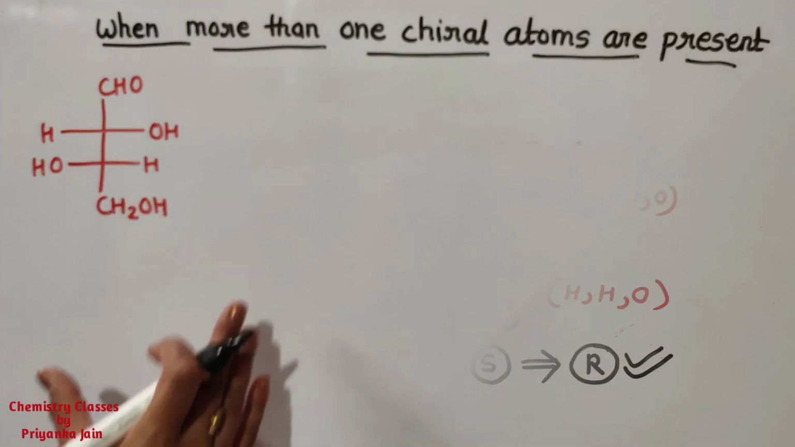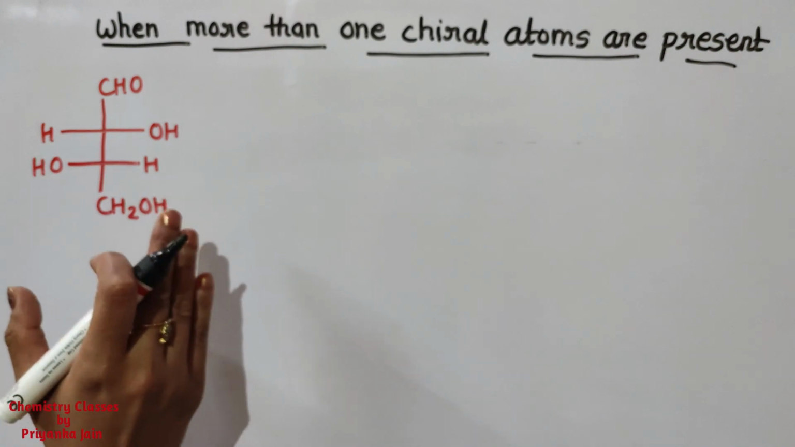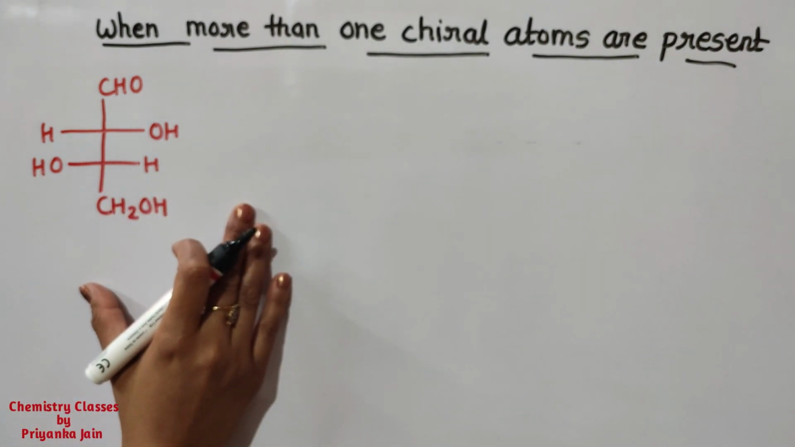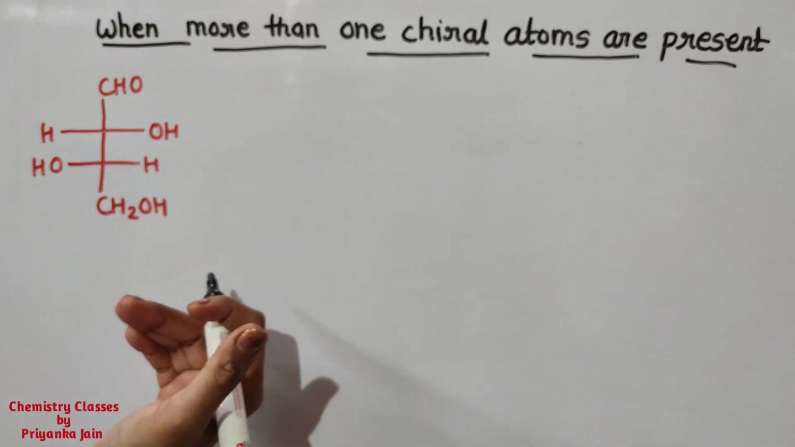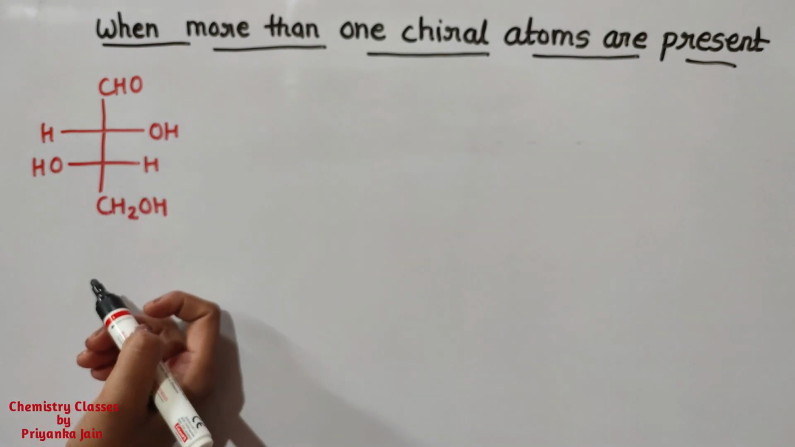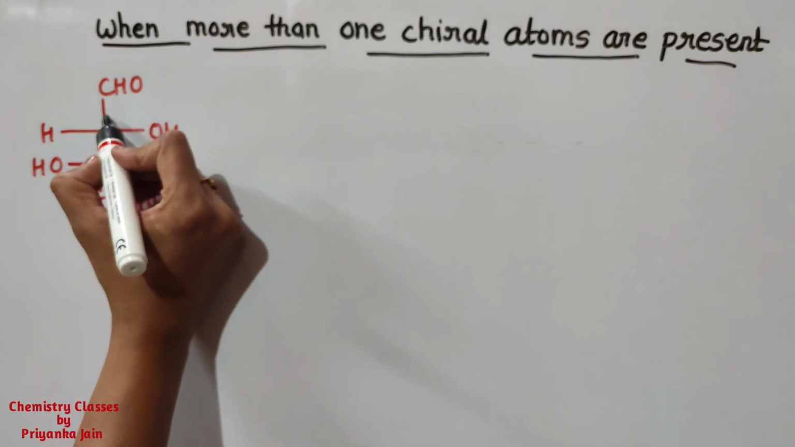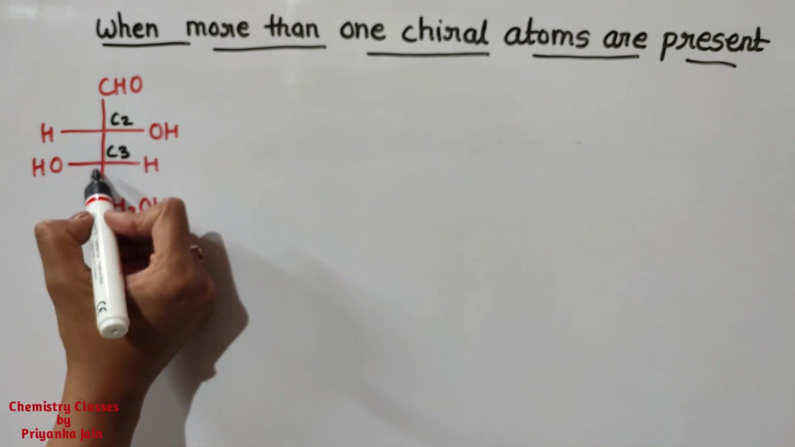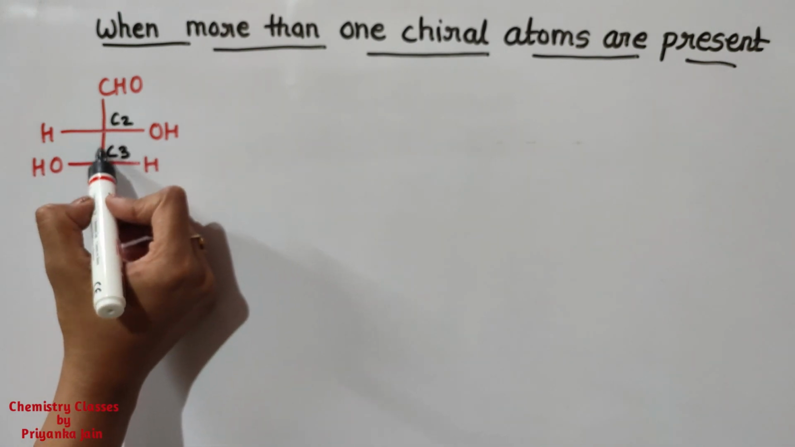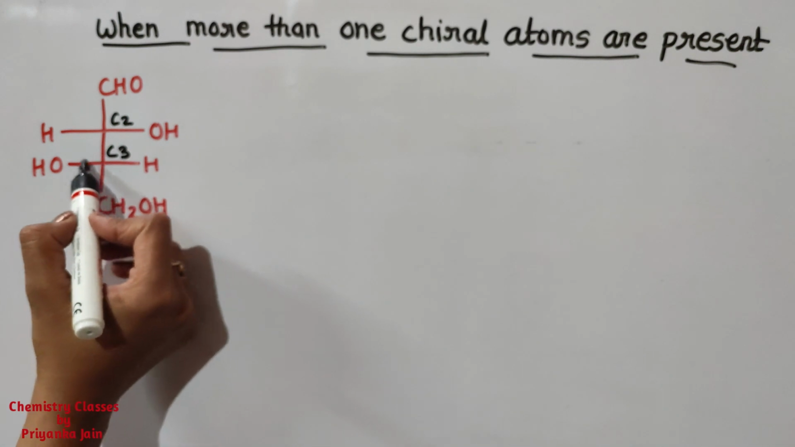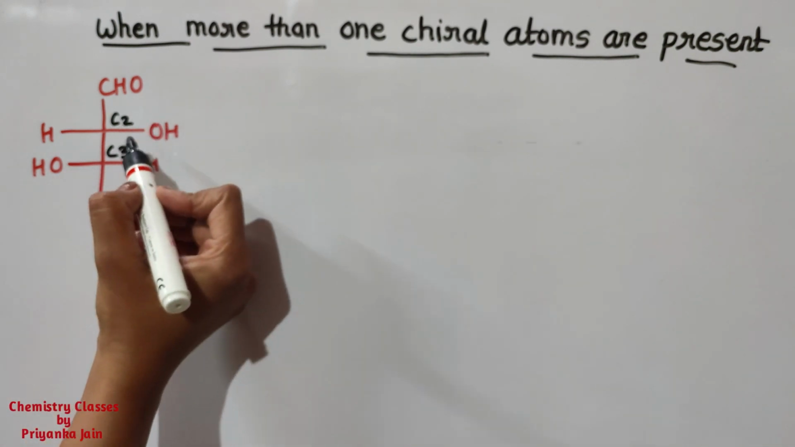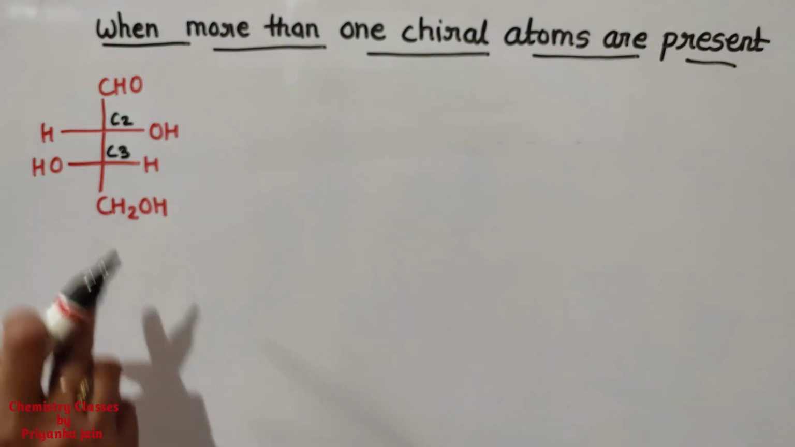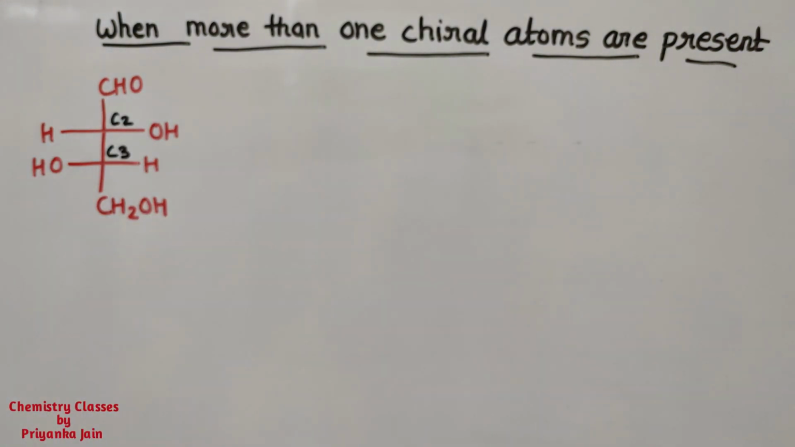Okay. Now see another case when more than one chiral atom is present. This happens generally in the case of carbohydrates. Suppose we are given any carbohydrate, then there will be more than one chiral atom present. See here in this case, this is the C2 carbon atom and this is C3. Okay, these 2 are chiral atoms because here 4 different groups are attached to this and also to this, right? So we have to find out the configuration at both the carbon atoms. So what will we do? Firstly, we will see the configuration at the C2 carbon atom.